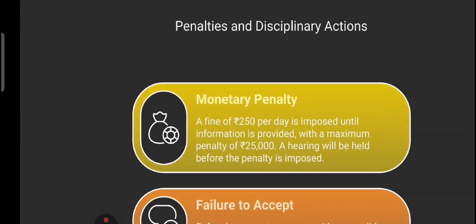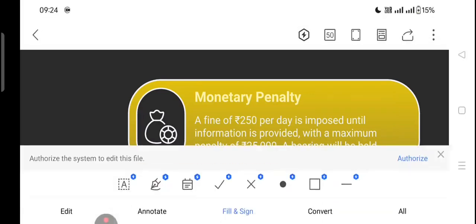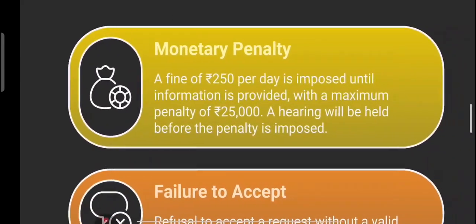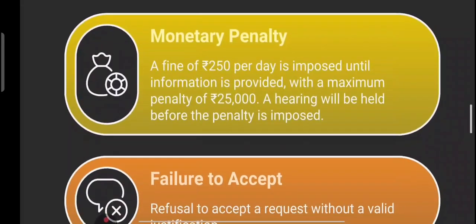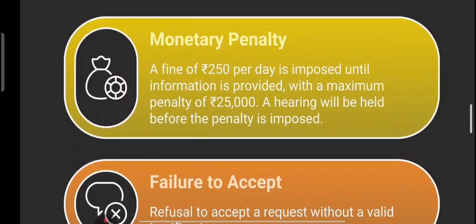Now friends, have a look at the next slide. The next slide is penalty and disciplinary action. Very important, right? When public officials fail in their RTI duty, there are serious consequences to ensure accountability. So what can happen? First of all, monetary penalty. A fine of ₹250 per day is charged for every delay in providing information, up to ₹25,000. But first a hearing is held to give a fair chance to respond.